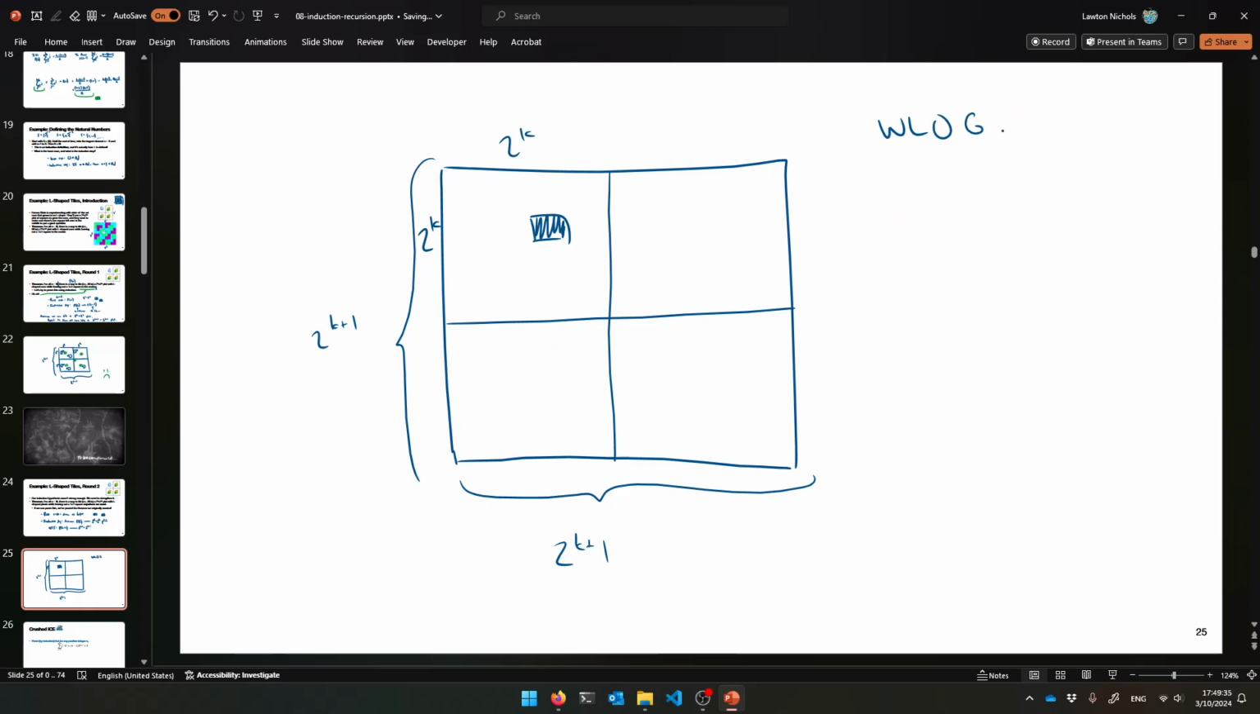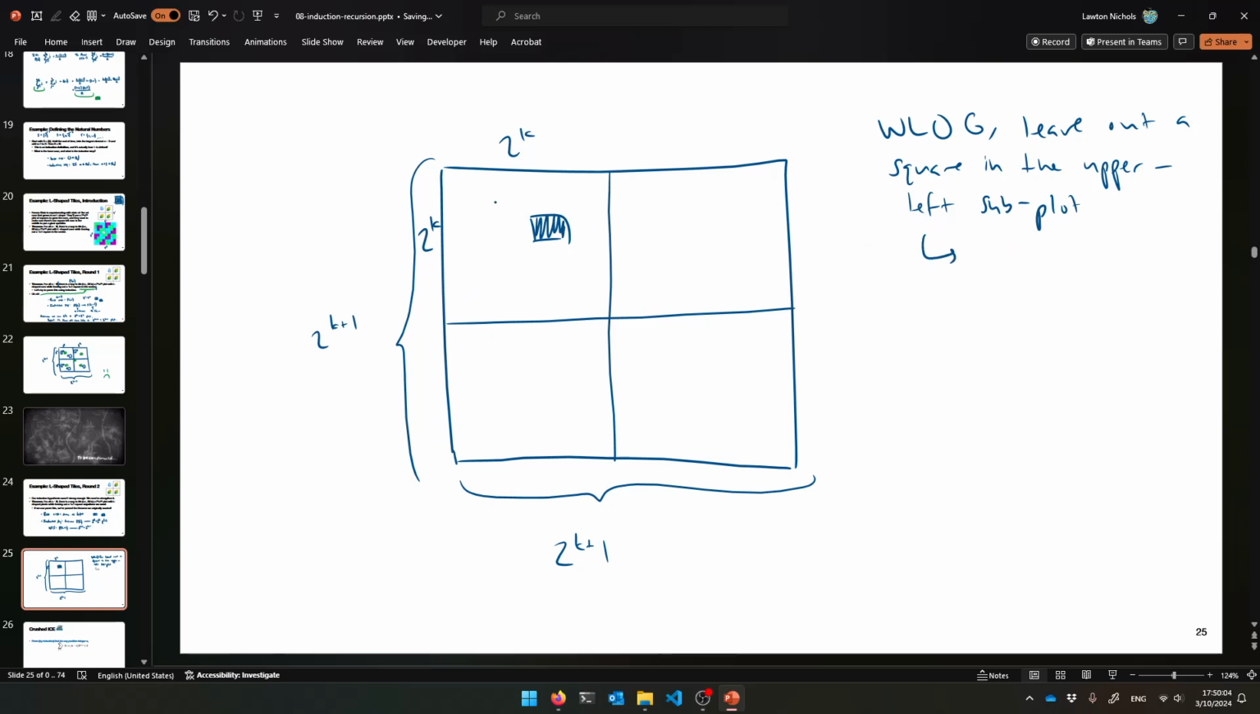So without loss of generality, finally, leave out a square in the upper left plot. Let's pretend that's where we wanted to leave out a square. Upper left plot. Or subplot, I don't know, let's call it that. Subplot. So that's where we wanted to leave it out.